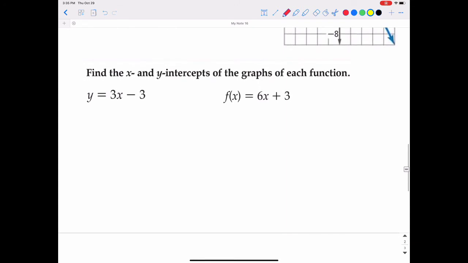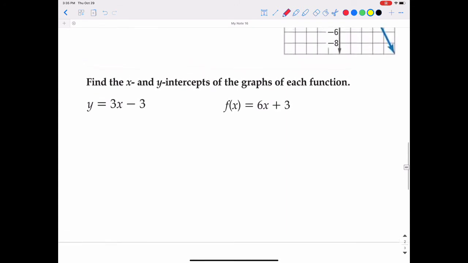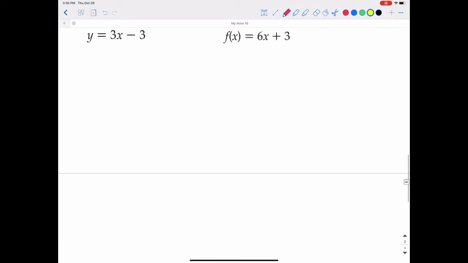Finally, we need to talk about how to find the x and y intercepts when you don't have the graphs drawn out for you. We don't want to graph everything and try to find the intercepts because sometimes the intercepts might be fractions or decimals or really large numbers, and it's just not very practical to graph everything, especially if the numbers are very, very large or very, very small.